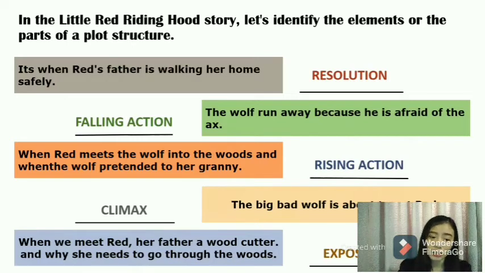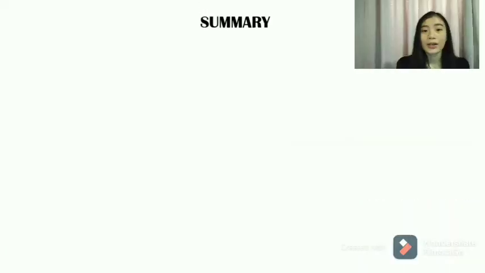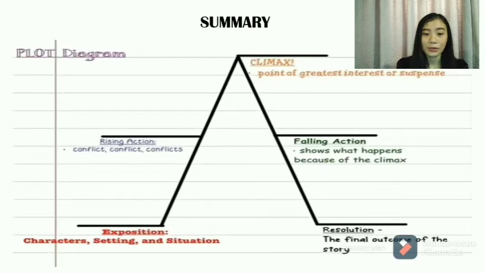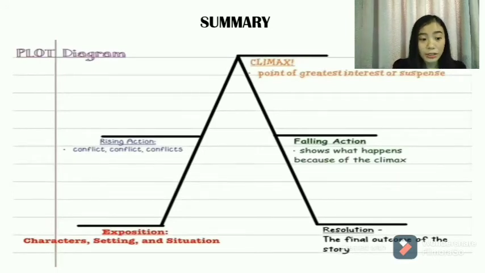You already mastered your lesson even if we only lectured for a very short period of time. So, in summary, let us go back to what an exposition is. It is where the characters, setting, and situation are introduced. Very good. How about the rising action? Alright, it is where the conflict is being revealed.